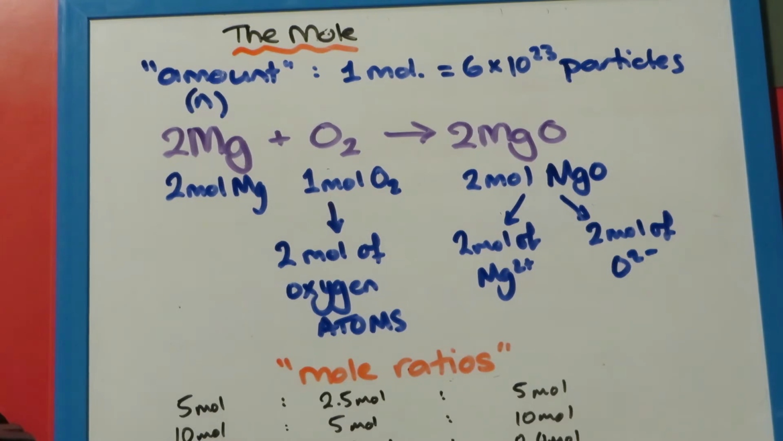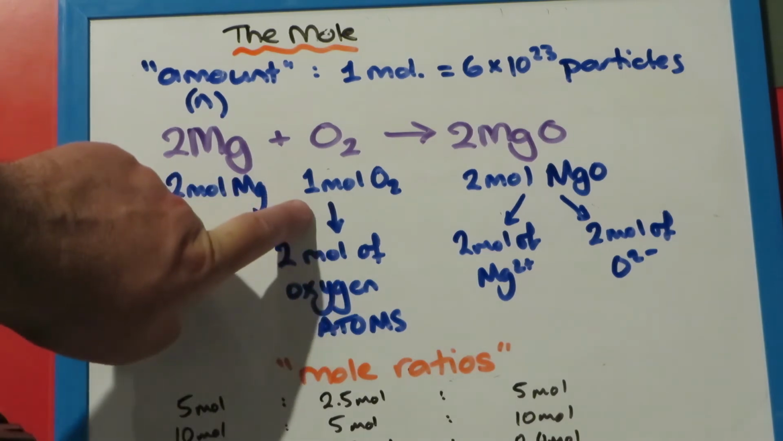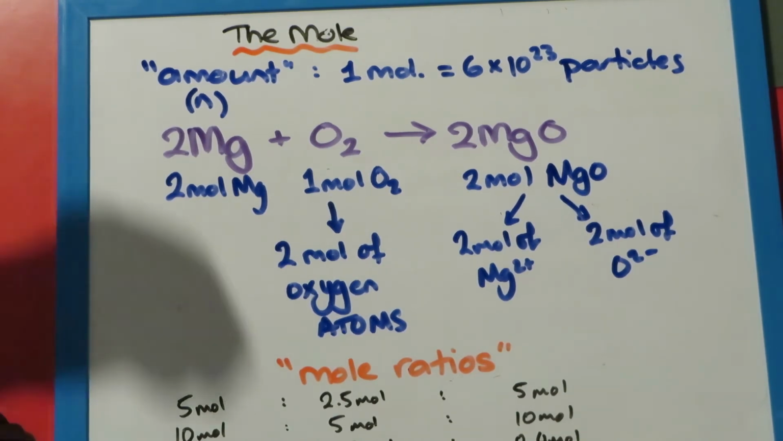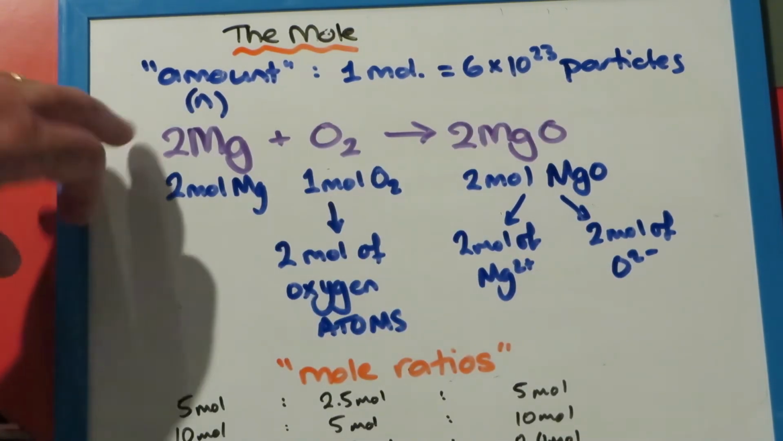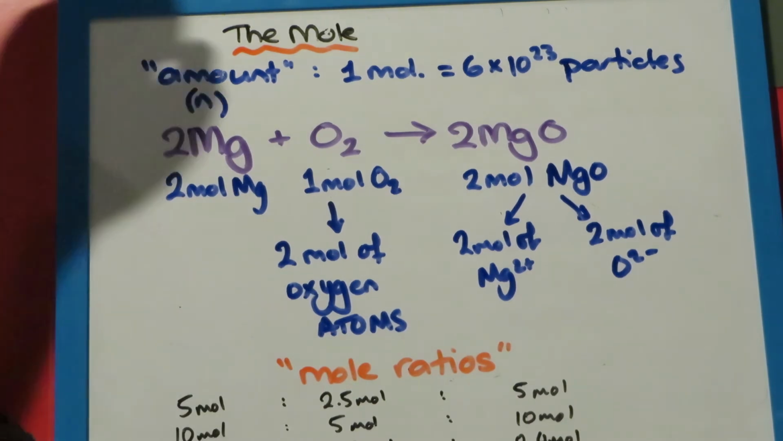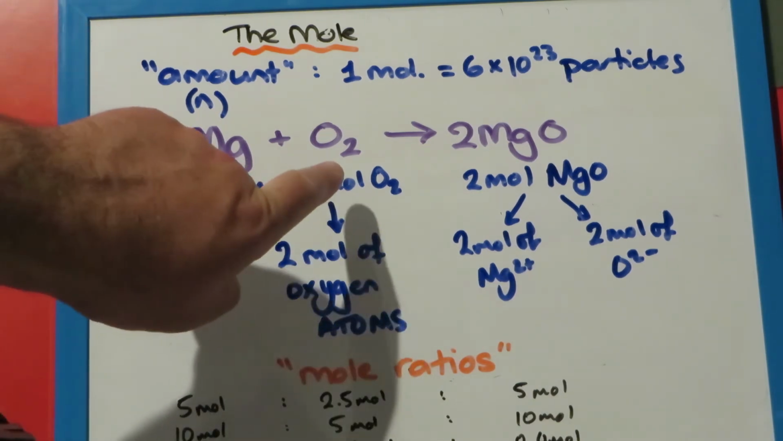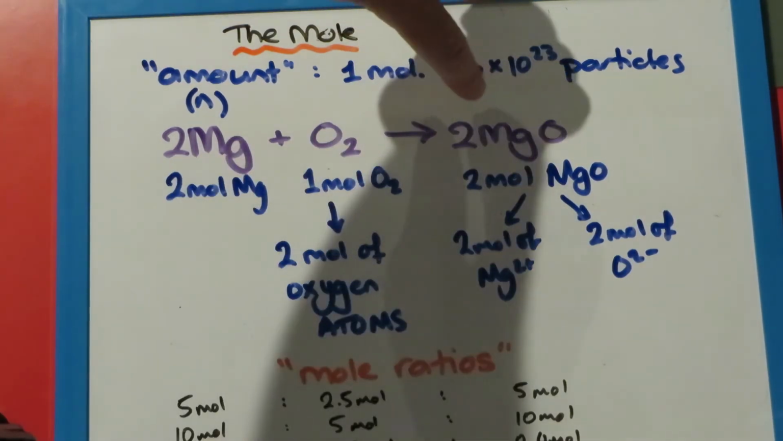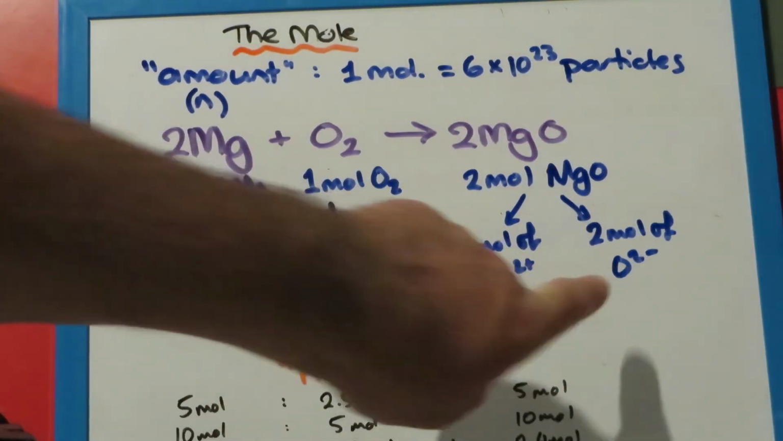So what we need to know is, okay, if I have an equation like this, it means that 2 moles of magnesium reacts with 1 mole of oxygen gas to make 2 moles of magnesium oxide. And then within that, I need to know how many moles of every atom or ion I've got. So 2 moles of Mg means 2 moles of magnesium atoms. 1 mole of O2 actually means 2 moles of oxygen atoms because it's O2. 2 MgO means I've got 2 moles of magnesium ions and 2 moles of oxide ions, as shown down here.